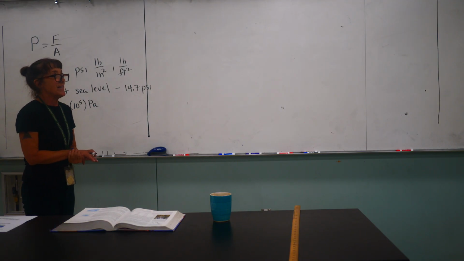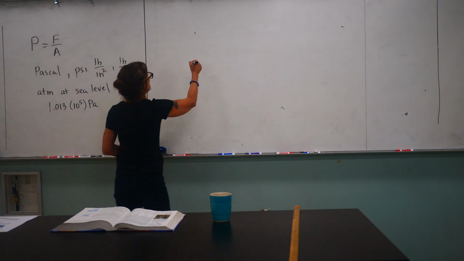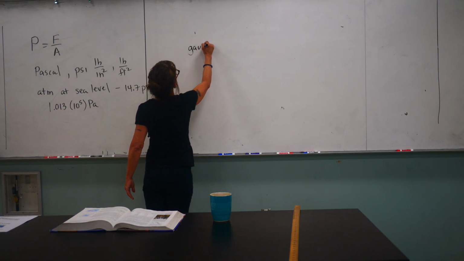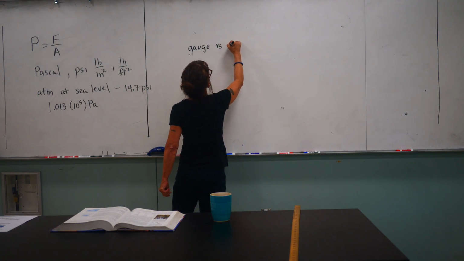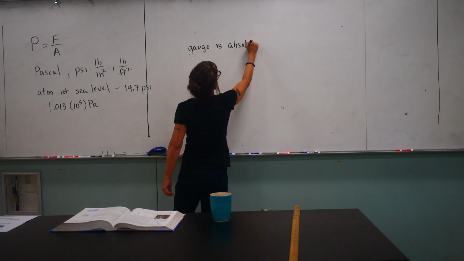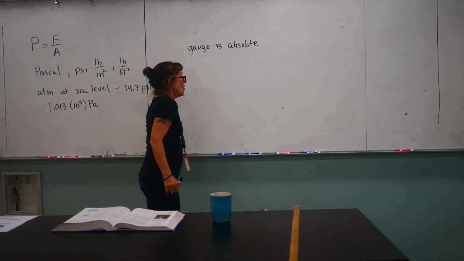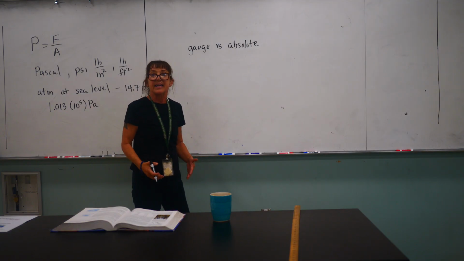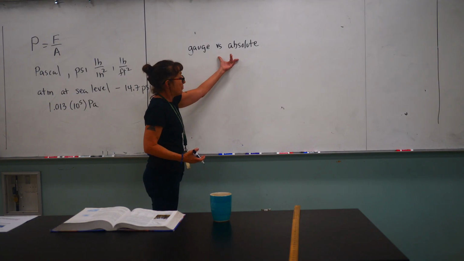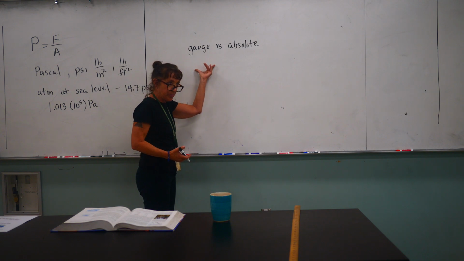Another thing that we need to be aware of is gauge pressure versus absolute. Absolute is the entire pressure. Gauge pressure is absolute pressure minus the atmospheric pressure.